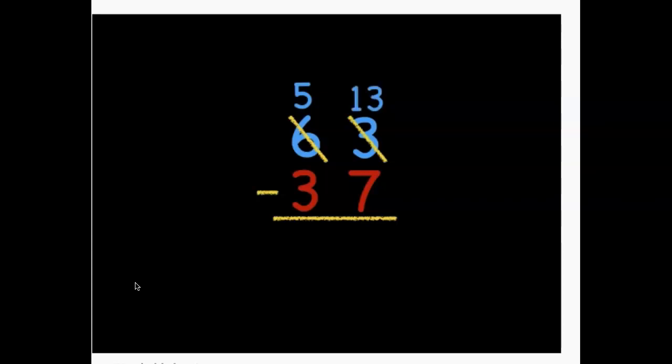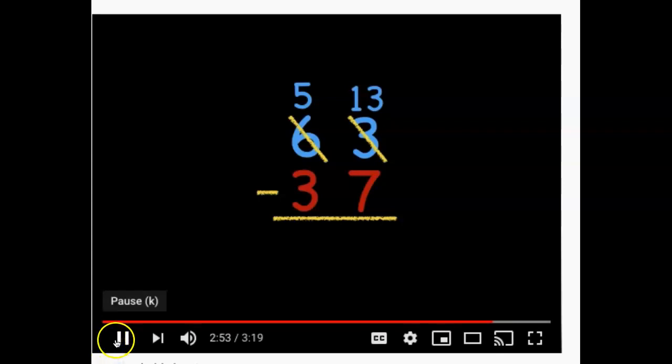Now we can subtract our ones. What is 13 minus 7? 13 minus 7 is 6. So we write that down in our ones column. Then we subtract our tens. What is 5 minus 3? Easy. 5 minus 3 is 2. And now we know that our answer is 26. And that is subtraction with two-digit numbers and regrouping.